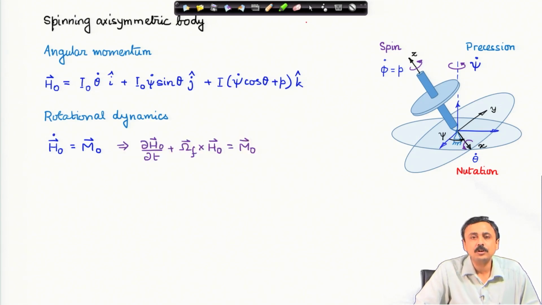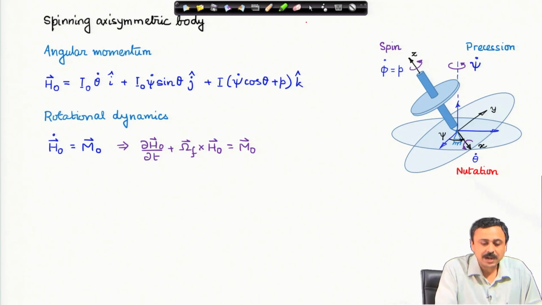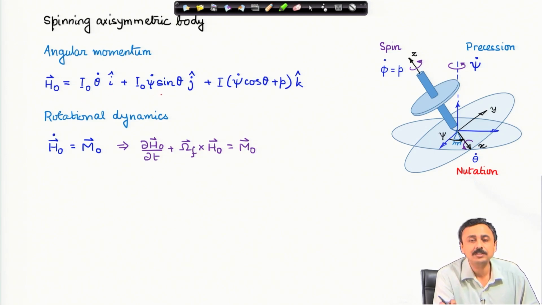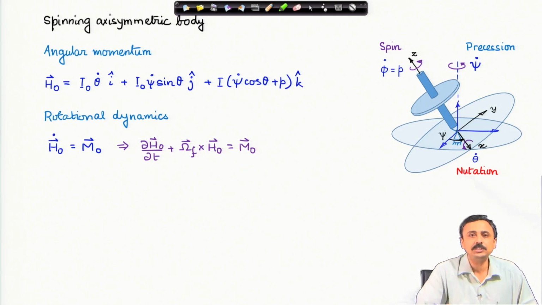Now, as per our prescription, the total time derivative is the local derivative, del del t of h naught, plus the frame angular velocity cross h naught. So, the second term on the left hand side is because of the frame derivative. I plug in, and I now start differentiating the angular momentum about O, the local derivative. Now, I do not consider that theta dot, psi dot, etcetera are constants. They can in general be changing.